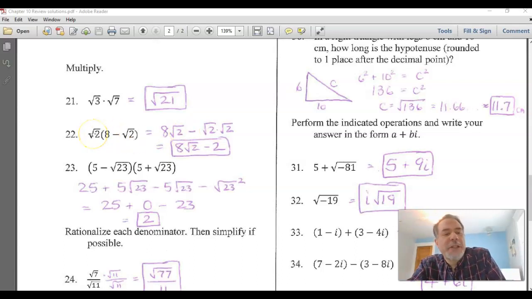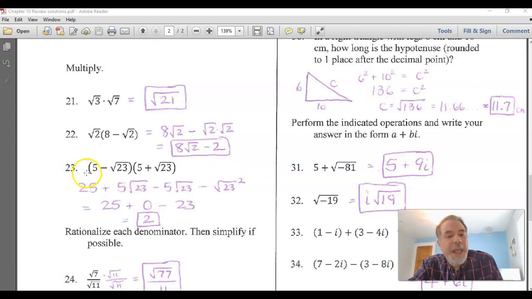But then when we take the square root of 2 times this other square root of 2 and multiply those together, we get just 2. And you can either think that's because this is the square root of 2 times 2, the square root of 4, which is just 2. Or you can think the square root of 2 times itself, the square root of 2 squared, is 2. And then these can't be combined, so we're all done. 8 times the square root of 2 minus 2 for the final answer.